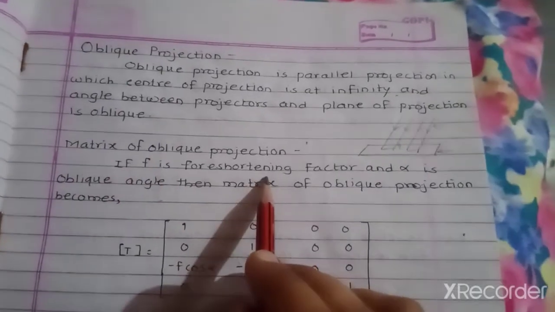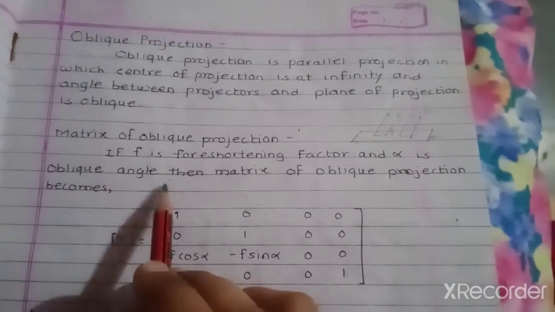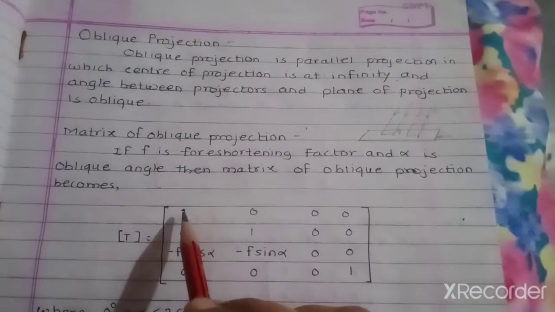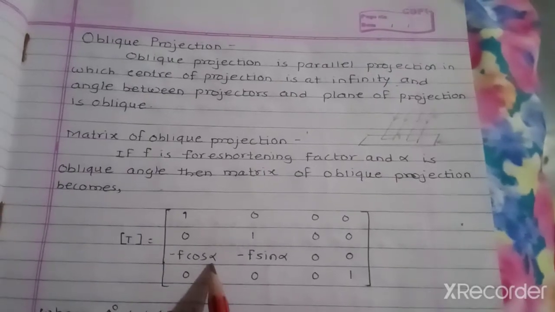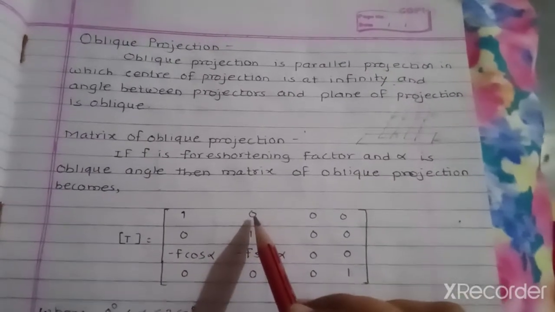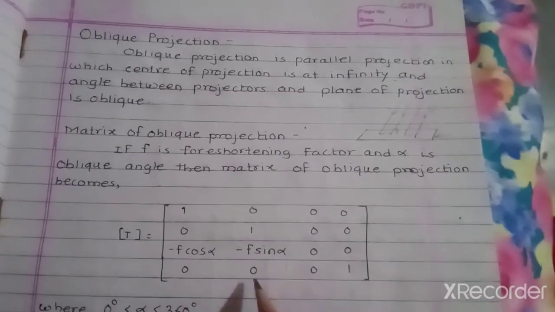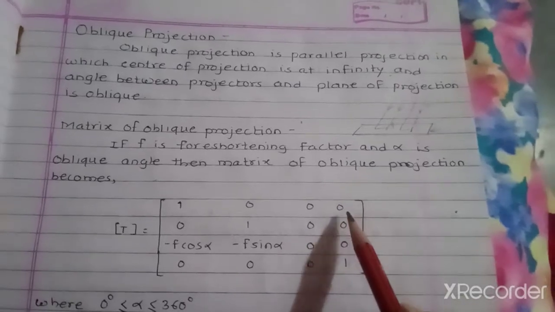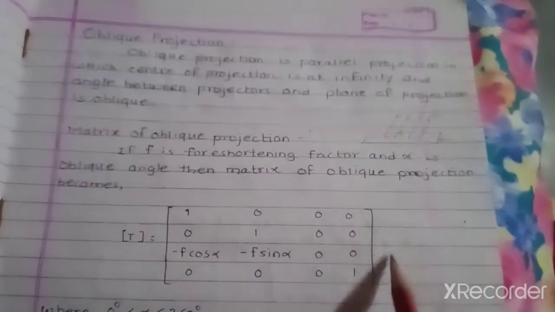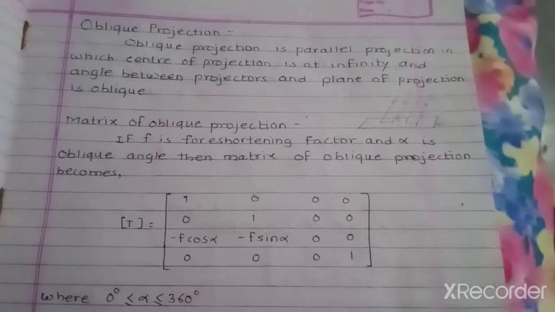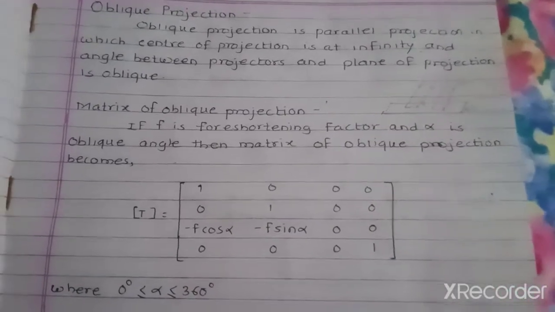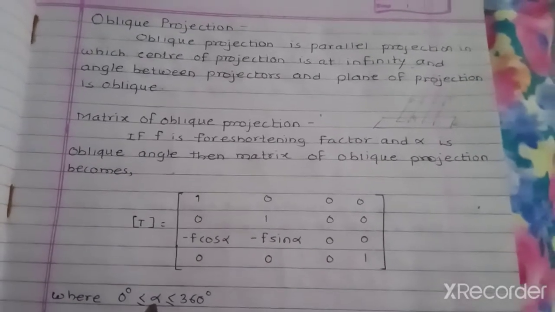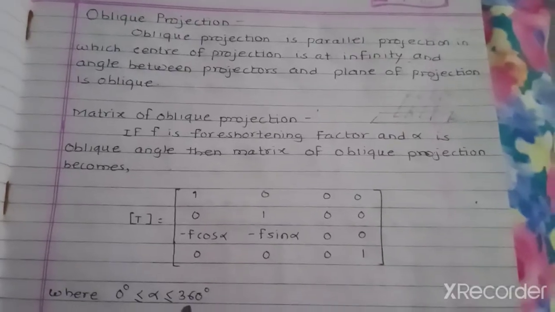If f is the foreshortening factor and alpha is the oblique angle, then the matrix of oblique projection becomes T, which is equal to: first column 1 0 minus f cos alpha 0. The second column is 0 1 minus f sin alpha 0. In the third column all entries are 0, and the last one is 0 0 1. So this standard matrix is used to obtain the oblique projection. Also, alpha's value always lies between 0 to 360 degrees.